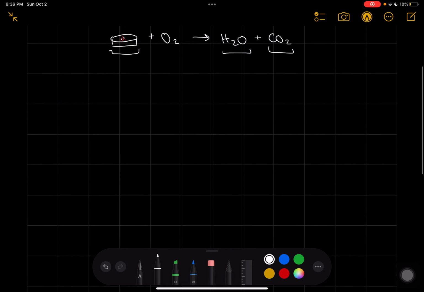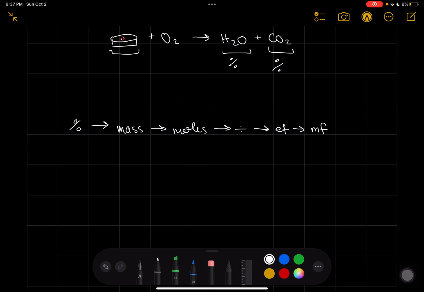Okay, and there's a process that you must know when you go through this, which is: you start with percentage, or if you start with mass, for percentage you go to mass, then you go to moles, then to the dividing. So I'm going to talk about that a little bit more. Empirical formula, and then you'll reach the molecular formula. So if you have the percentage of water and carbon dioxide, you'll need to convert it to mass, moles, divide. Empirical formula, molecular formula, and all that jazz.